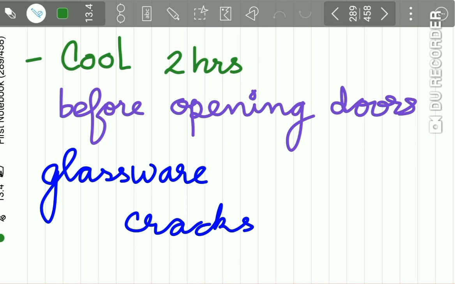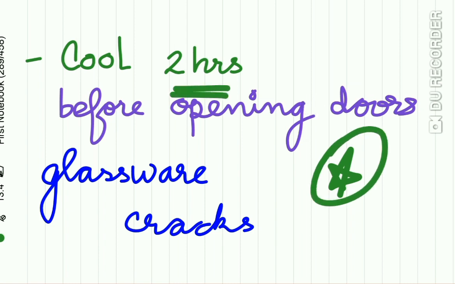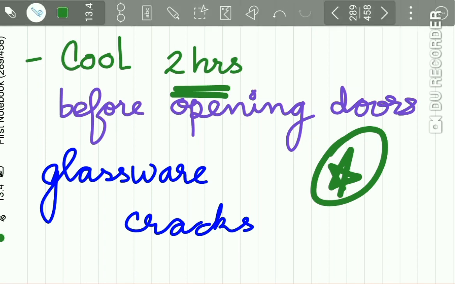The oven must be allowed to cool for 2 hours before opening the door, since the glasswares may crack by sudden cooling. So this is another important point to remember. Cool the oven for at least 2 hours before opening the doors, because a sudden change in temperature may cause glassware to crack.